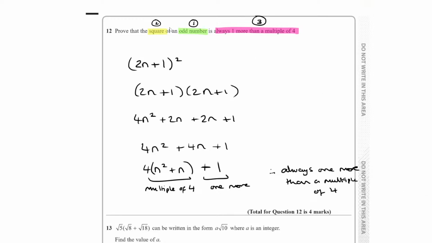But I think that's quite nice. As long as you know where to start, there's quite a consistent question, that one particularly. I know some of them aren't for algebraic proof, but that one is quite nice.